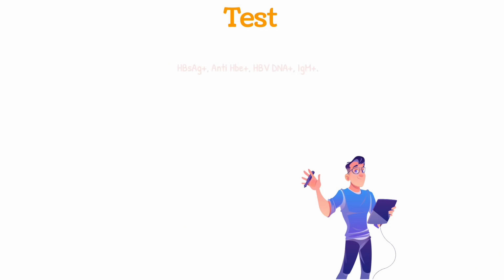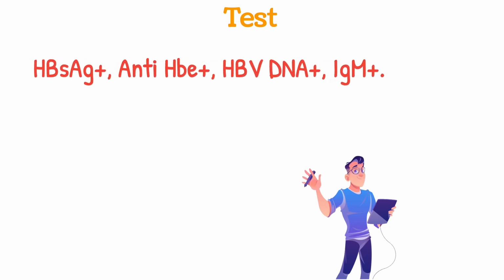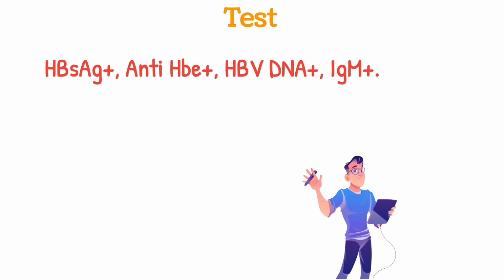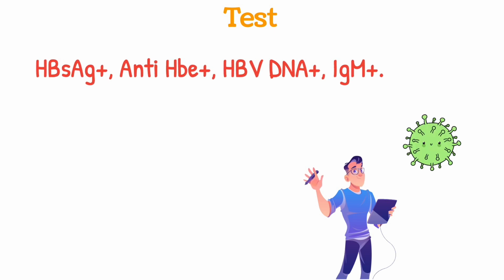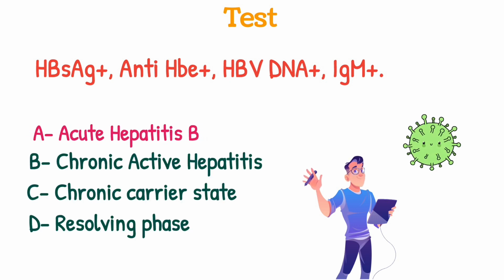As hepatitis B surface antigen is positive, so this is a sign of infection. Now we will see hepatitis B core antibody and its types. As hepatitis B core antibody type IgM is positive, so it is a sign of acute infection, so option A is the correct answer. Thank you.